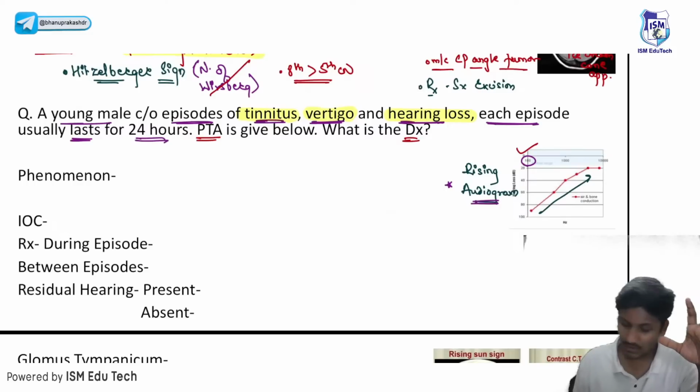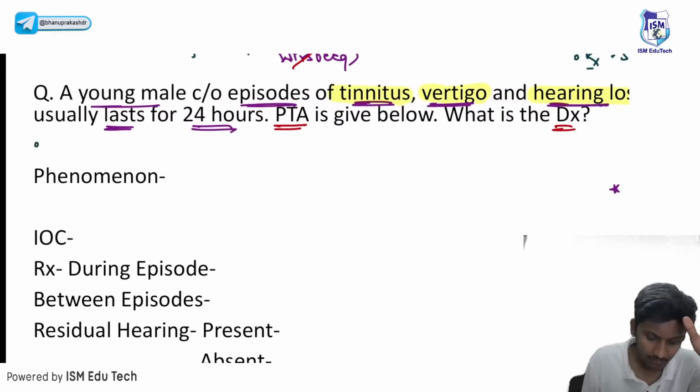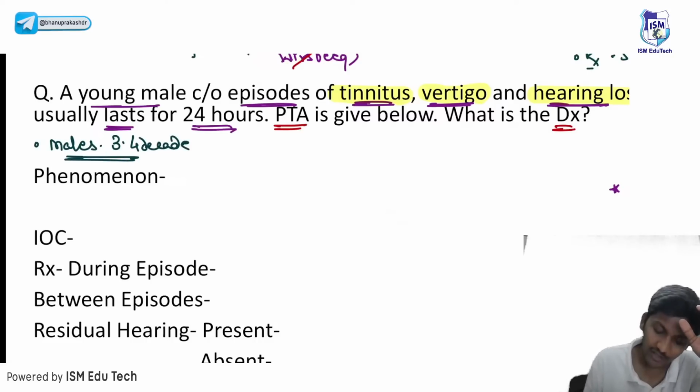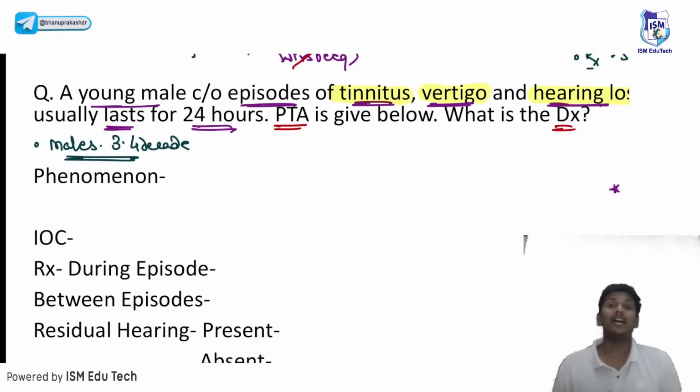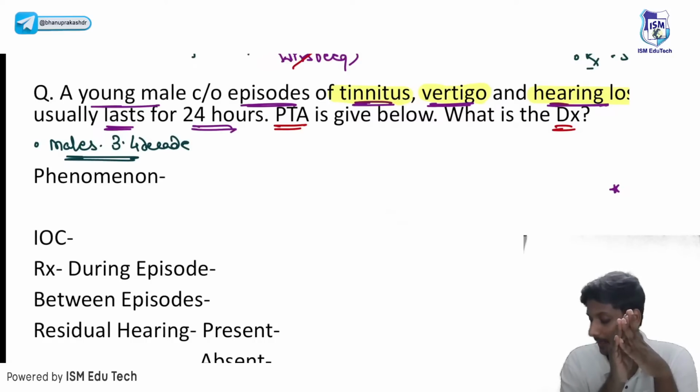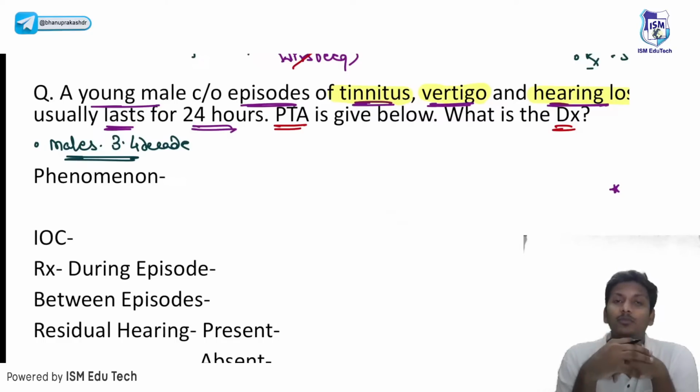What is the diagnosis? It is commonly seen in males in the 3rd or 4th decade of life. Why does this happen? Let me tell you that first. Okay, then you will make a diagnosis. Very good. So what is important is, why does this happen?